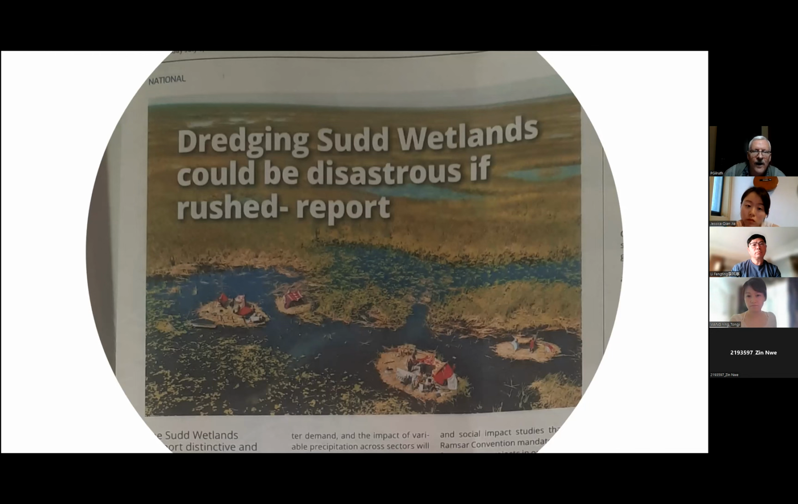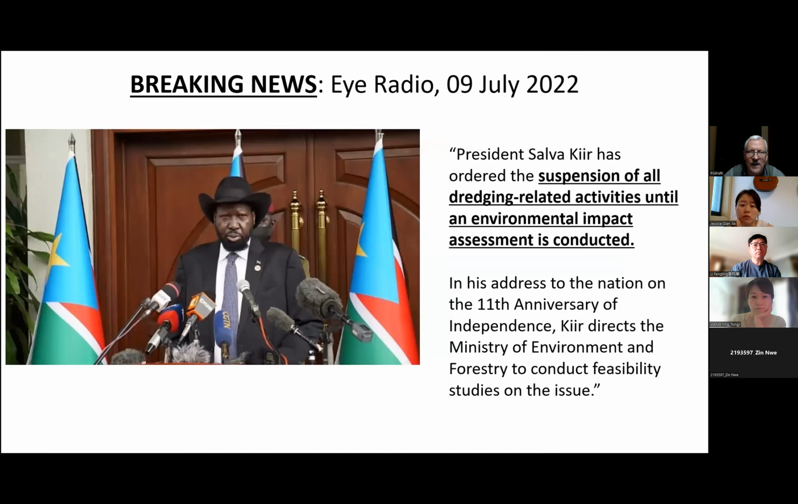And then the final slide, this is just from a few days ago. The president of South Sudan has ordered the suspension of all dredging related activities until an environmental impact assessment is conducted. And in his address on the 11th anniversary of independence, the president directed the Ministry of Environment and Forestry to conduct feasibility studies on the issue.